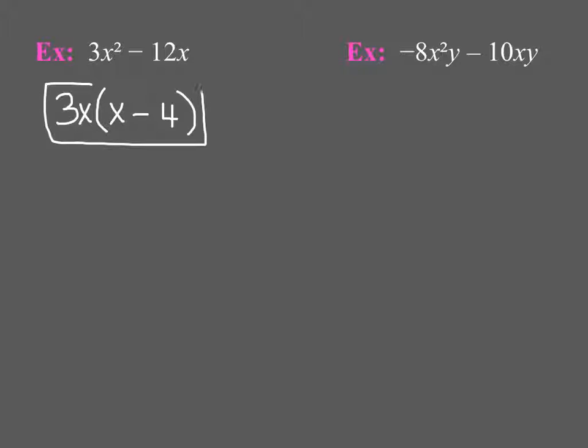This entire thing is your answer, and you can check your answer by actually distributing, and you'd get 3x squared minus 12x. So that's how you know that that's right.